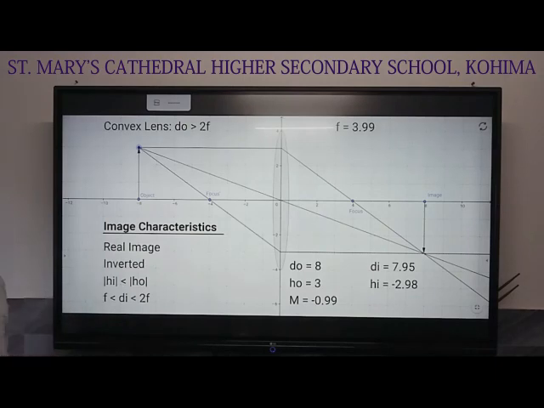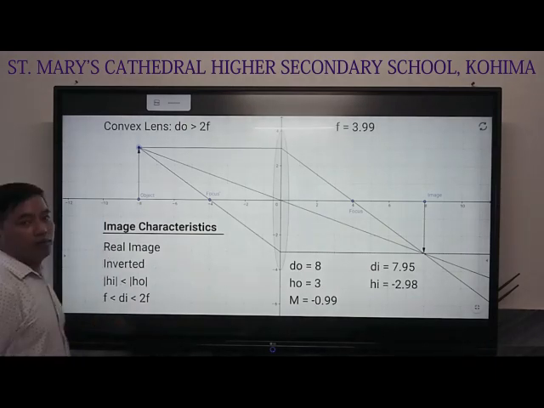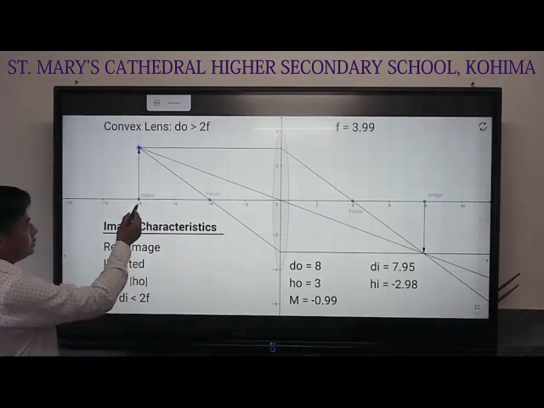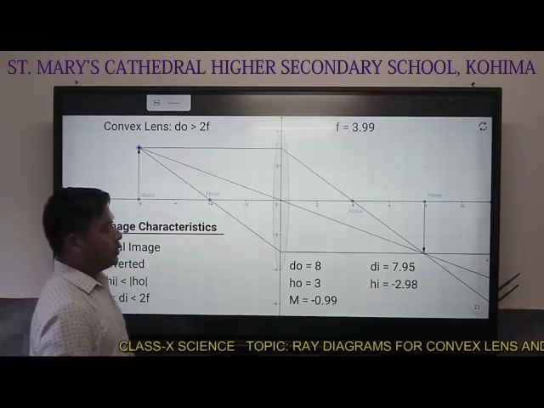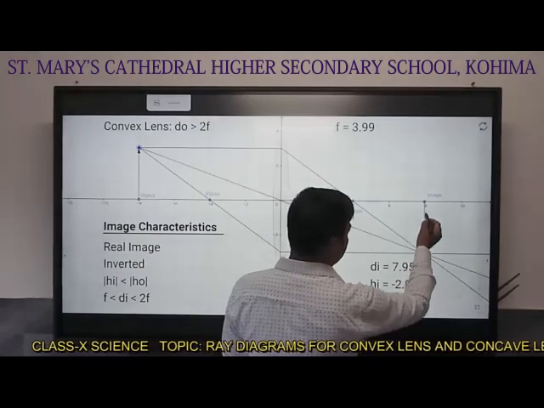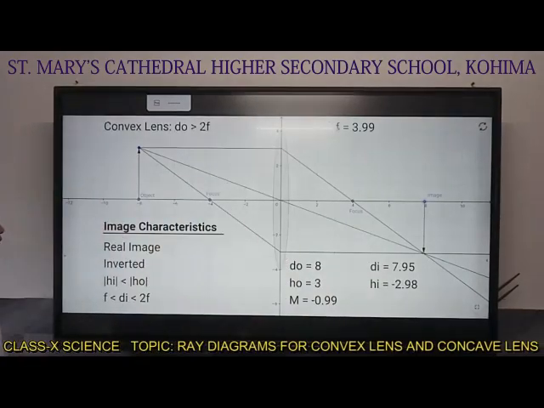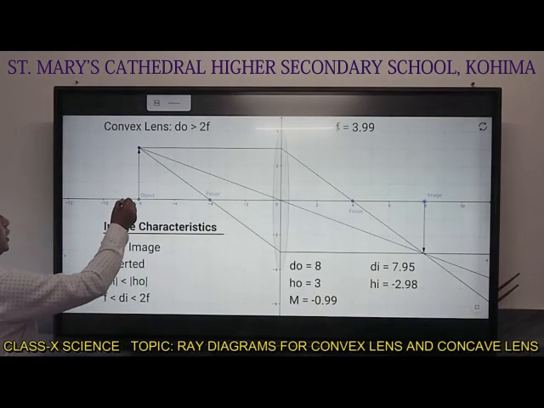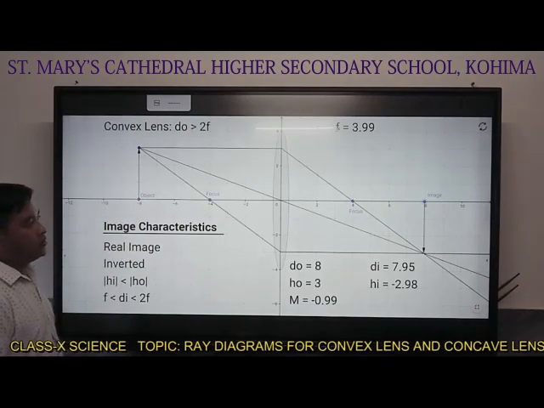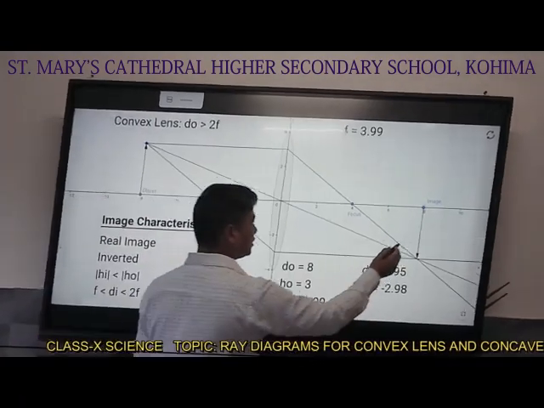After this position, if we push this up, I can change this position. Now the position of the object is at the center of curvature. So when the object is placed at the center of curvature, we find that the image is also formed at the center of curvature. Now see the size of the object and the size of the image; they are the same.